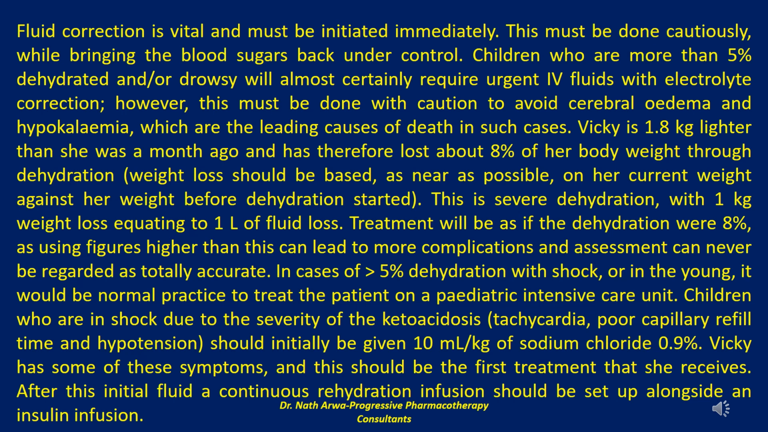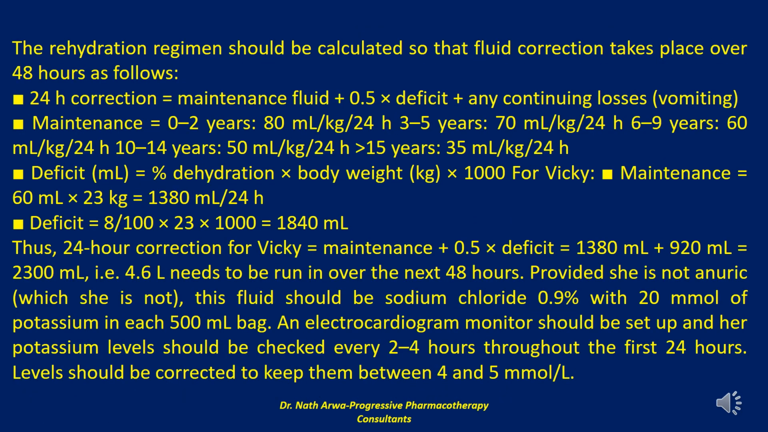After this initial fluid, a continuous rehydration infusion should be set up alongside an insulin infusion. The rehydration regimen should be calculated so that fluid correction takes place over 48 hours as follows. 24-hour correction is equal to maintenance fluid plus 0.5 multiplied by deficit plus any continuing losses, e.g. vomiting. Maintenance is equal to the following.